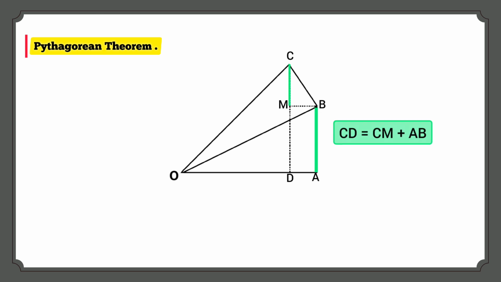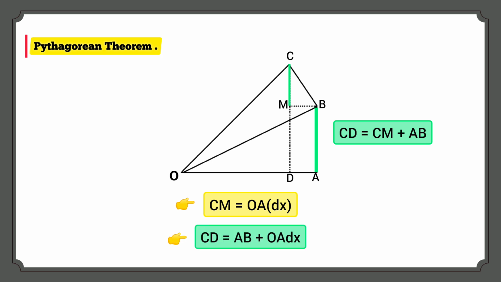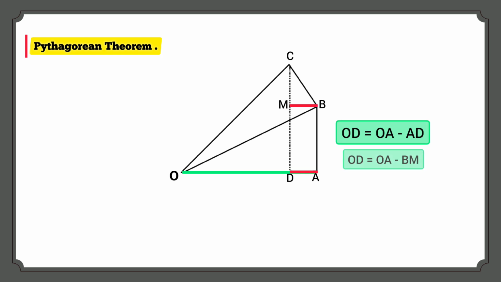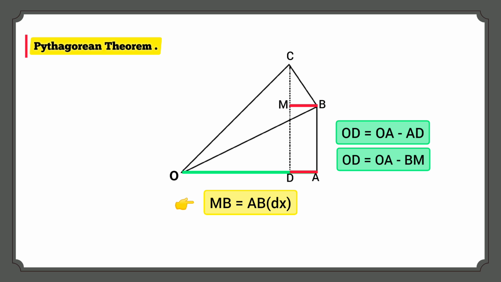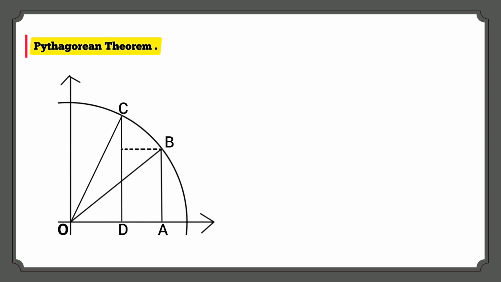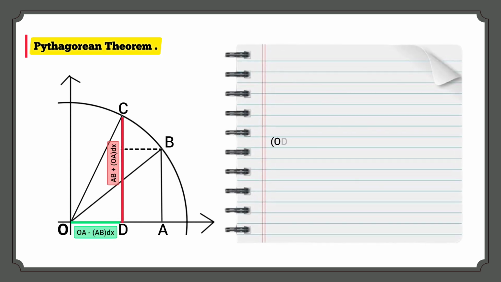Now CD can be written as CM plus AB, putting the value of CM equal to OA dx. So we get CD is equal to AB plus OA dx. Similarly, OD can be written as OA minus AD, where AD is equal to BM. So OD is equal to OA minus BM. Putting the value of BM equal to AB dx, we get OD is equal to OA minus AB dx. So now as we have the values of OD and CD, we can write the sum of squares of legs as OD square plus CD square equal to (OA minus AB dx) whole square plus (AB plus OA dx) whole square.